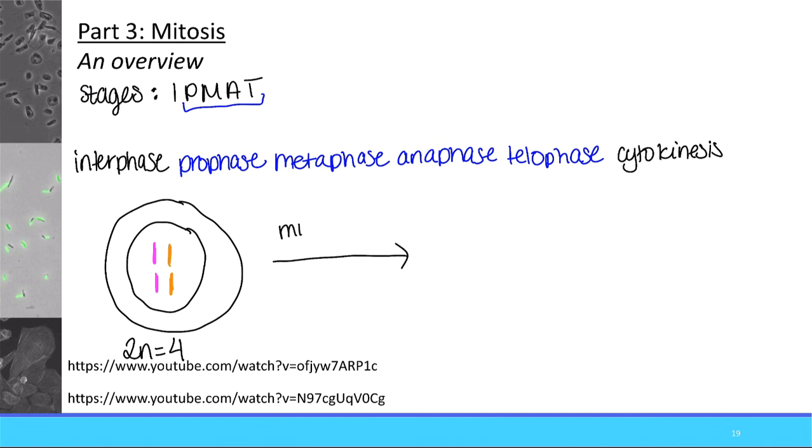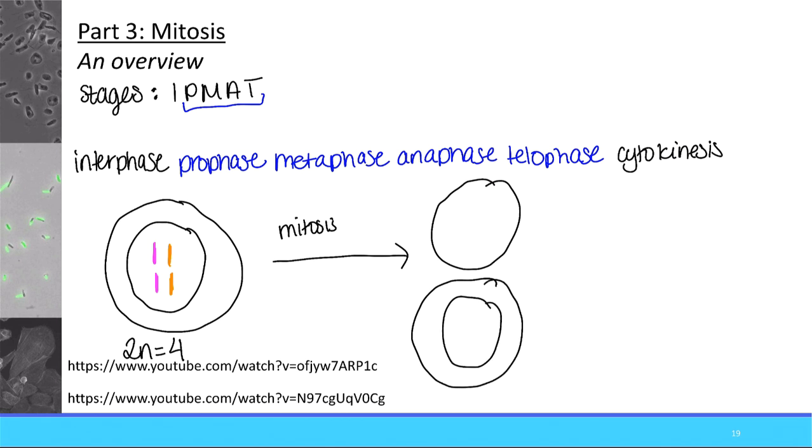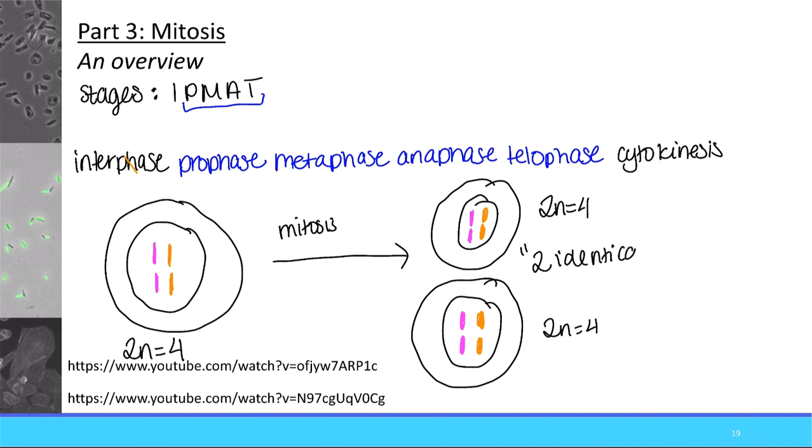After we go through interphase, mitosis, and cytokinesis, at the very end, we will have 2 daughter cells, and each of those will have 2 chromosomes that came from biological mom and 2 from biological dad. So we started with 2 pink, 2 orange, and each of the daughter cells will have 2 pink, 2 orange. Each of those daughter cells is 2n equals 4, and we say that these are 2 identical daughter cells. So now that we've got our general overview, we know what we started with and what we're ending with, we're going to go ahead and draw the whole process.